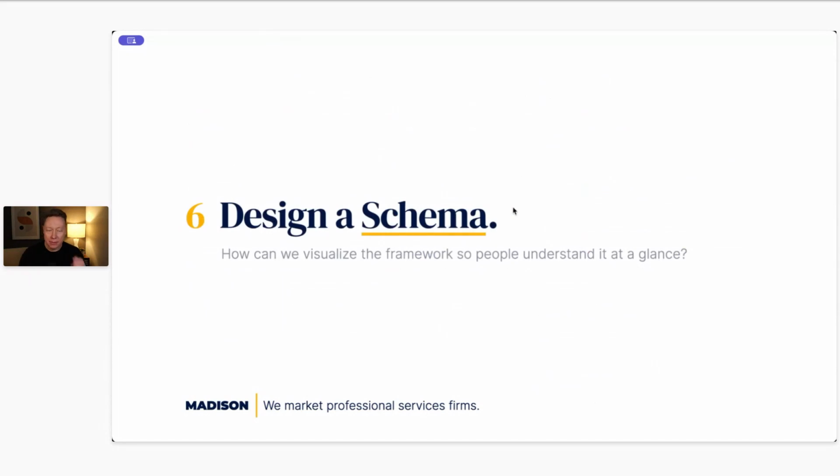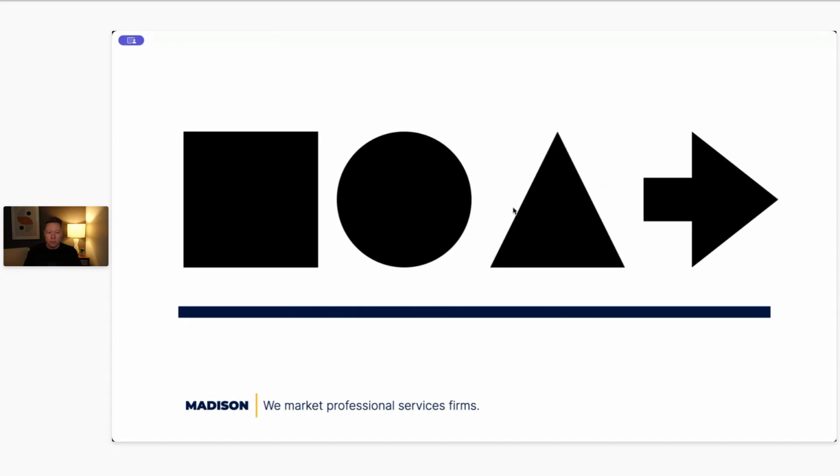Design a schema is step 6. So this is basically how do you visualize it, right? At the end of the day, you're dealing with pretty simple tools here. You've got lines and some basic shapes. Most frameworks are basically basic shapes. And so now that we know what our categories are, what our pillars are, how they interact with each other and how they flow, we can start to try to brainstorm.